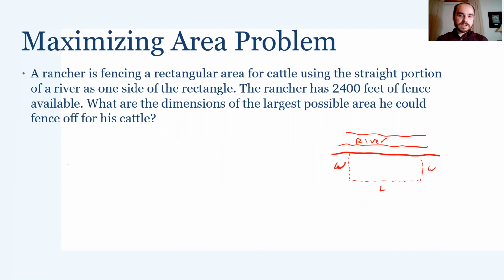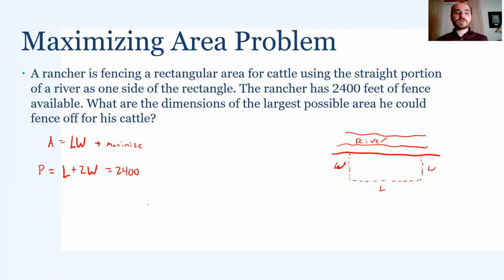So a couple of important formulas here. Area of a rectangle equals length times width. Hopefully you guys all already know that. The other thing is perimeter. Usually perimeter is length times 2 plus width times 2. But in this case, since one of the lengths is going to be taken up by the side of the river, we don't need a second length. So perimeter is going to be L plus 2W, which is also equal to 2,400. And then this we want to maximize.